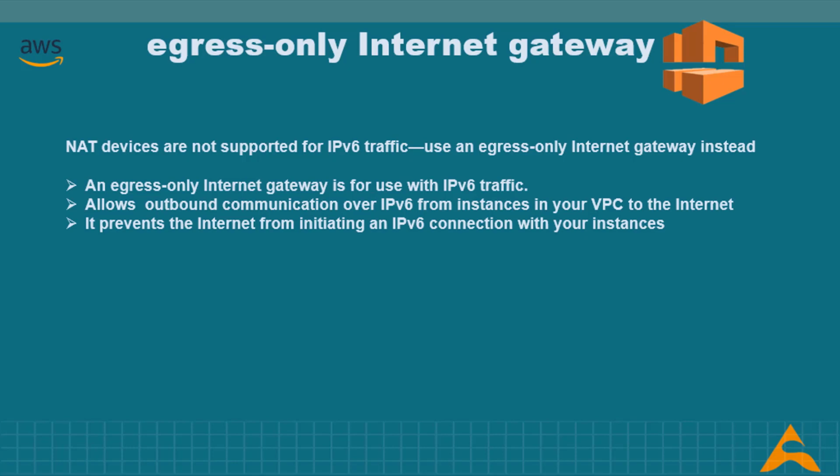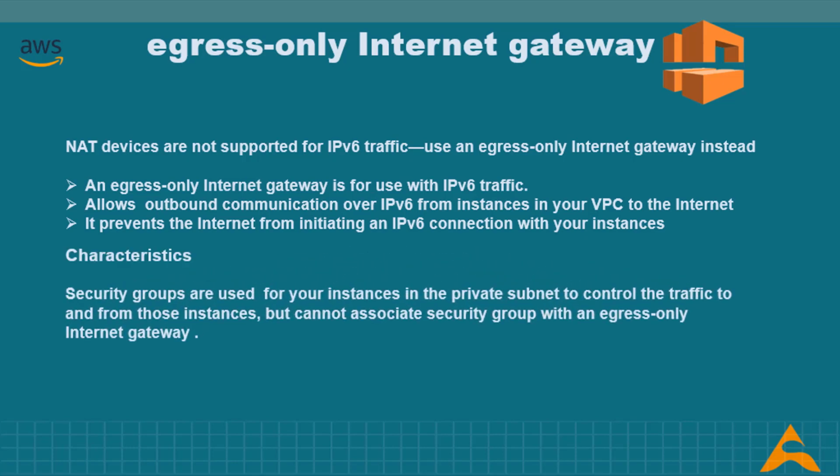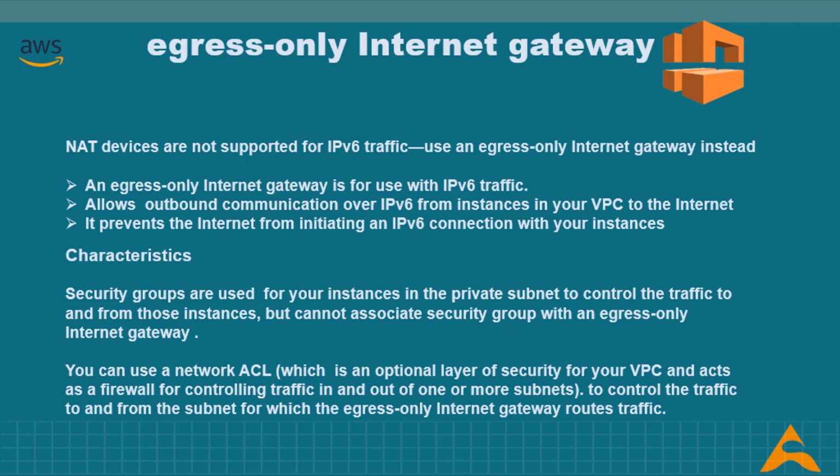An egress-only internet gateway has the following characteristics. You cannot associate a security group with an egress-only internet gateway. You can use security groups for your instances in the private subnet to control the traffic to and from those instances. You can use a network ACL, an optional layer of security for your VPC that acts as a firewall for controlling traffic in and out of one or more subnets. You might set up a network ACL with rules similar to your security groups in order to add an additional layer of security to your VPC. Basically, it controls the traffic to and from the subnet for which the egress-only internet gateway routes traffic.